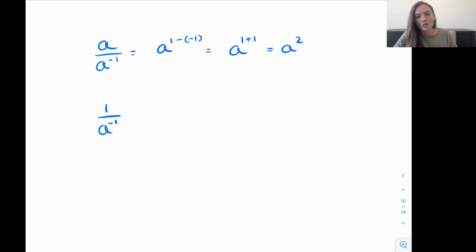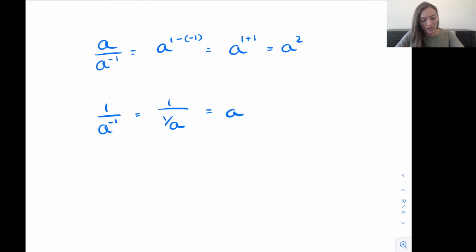So if we have 1 over a to the negative 1. A to the negative 1, we said, is 1 over a. So this fraction is really like 1 over 1 over a. And 1 over 1 over a is just equal to a. So we can sort of rewrite this a over a to the negative 1 as a times a, because we know that this is just equal to a. So we have a times a, and we know that's just a squared. So that's another way of looking at it. That's important to remember for your negative exponents. When you have a negative exponent in the denominator, it's actually in the numerator.